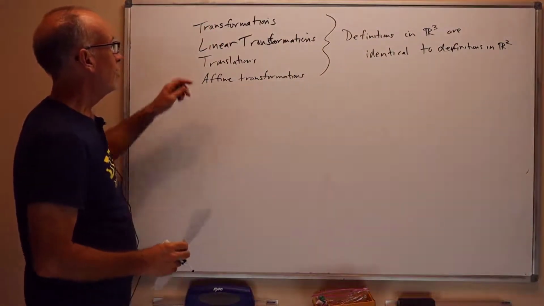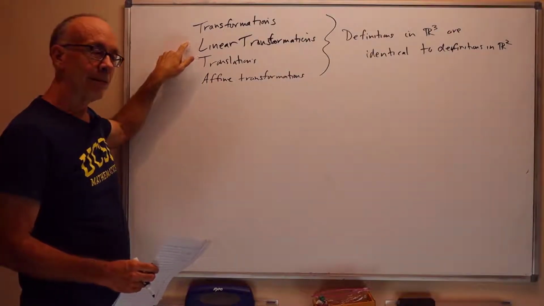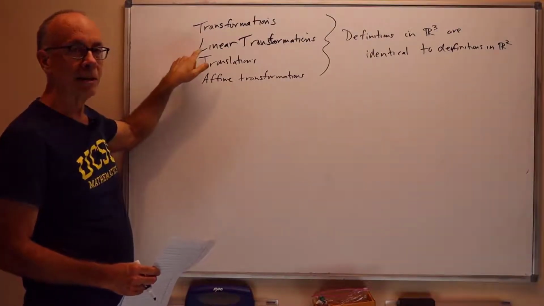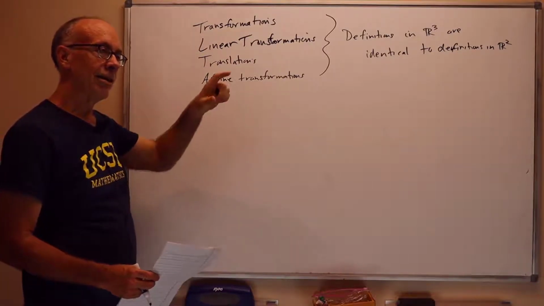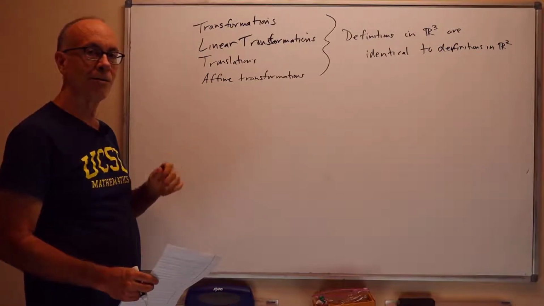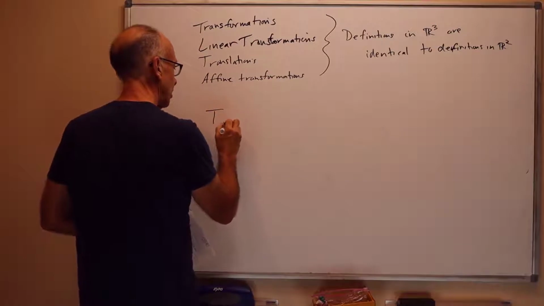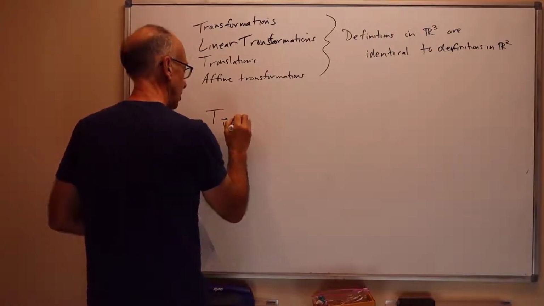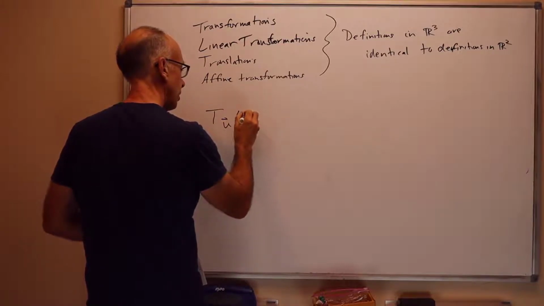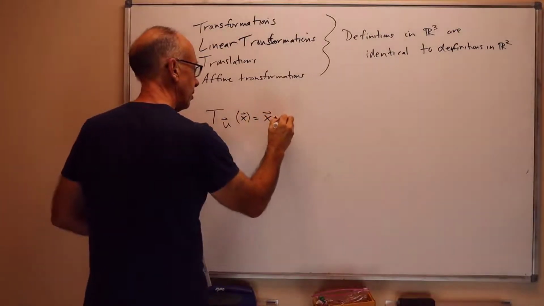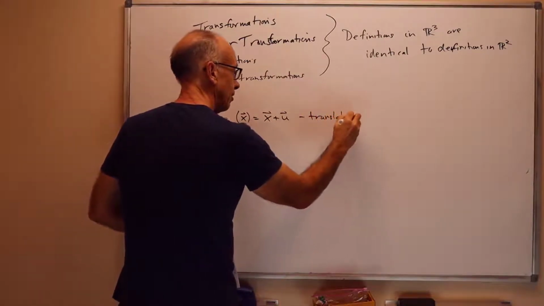So, for instance, a linear transformation is still a mapping where the transformation of a sum is the sum of the transformations of the summands. The transformation of alpha times x is alpha times the transformation of x. Those two properties still define a linear transformation. A translation still has the form T sub u when applied to x is equal to x plus u. So this is a translation still. Now u, of course, is in R3.